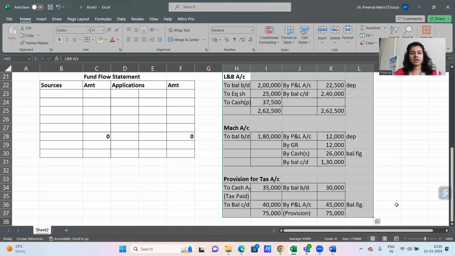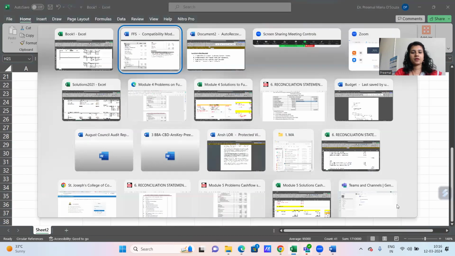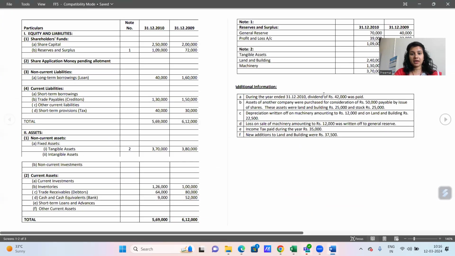So let's quickly go through the adjustments once. The first adjustment, dividend paid of rupees 42,000, we did not have to prepare a working note for this because we only had to remember that it comes in two places. One, as a non-operating expense under adjusted P&L account, and two, as an application under funds flow statement. The next adjustment, assets of another company were purchased for consideration of rupees 50,000 payable by issue of shares. These assets were land and building and stock.